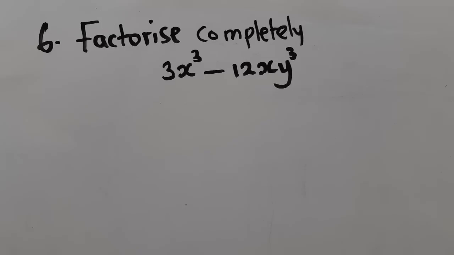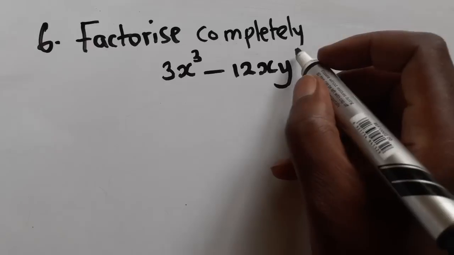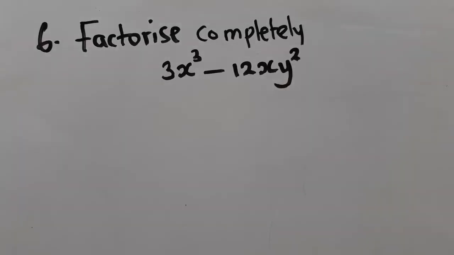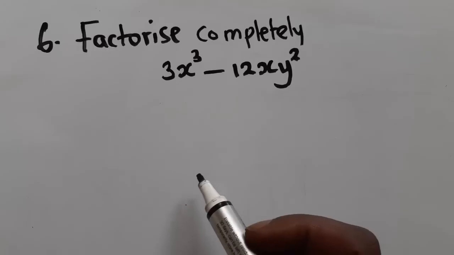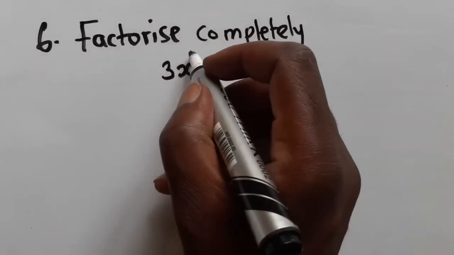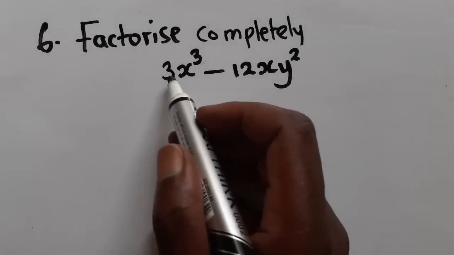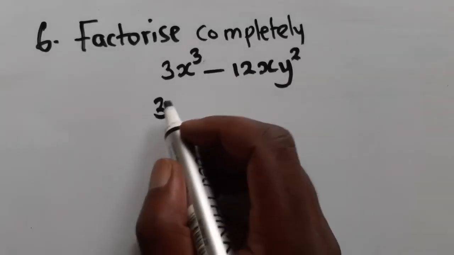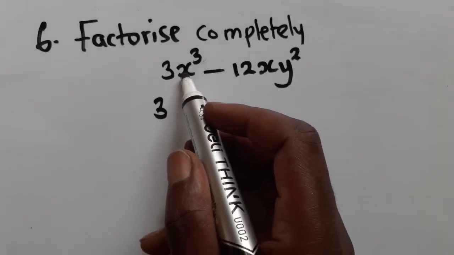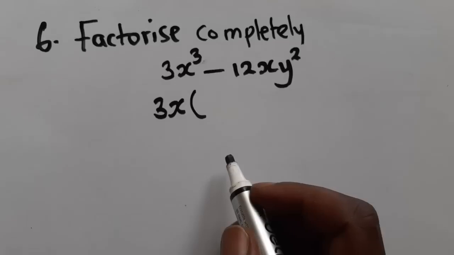Okay, so we have question 6. How do we factorize this expression? Sorry, this is supposed to be squared. This is cubed. I hope it's clear. So what is common first of all here in 3 and 12? 3 itself can go into 3 and 12. And x is also common. Okay, so this is what we're going to have.